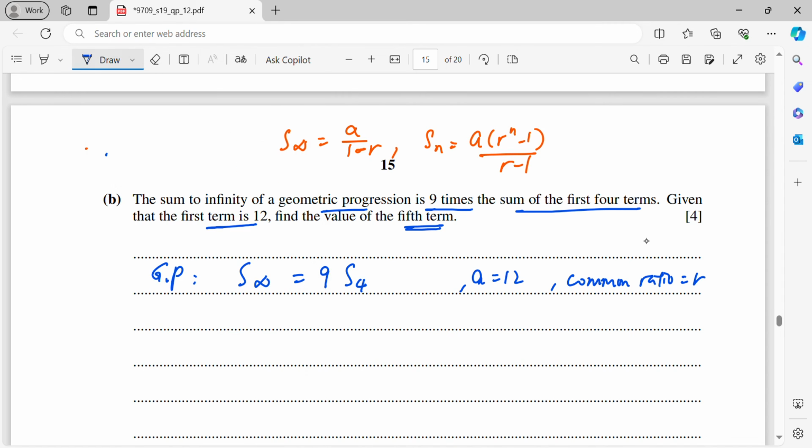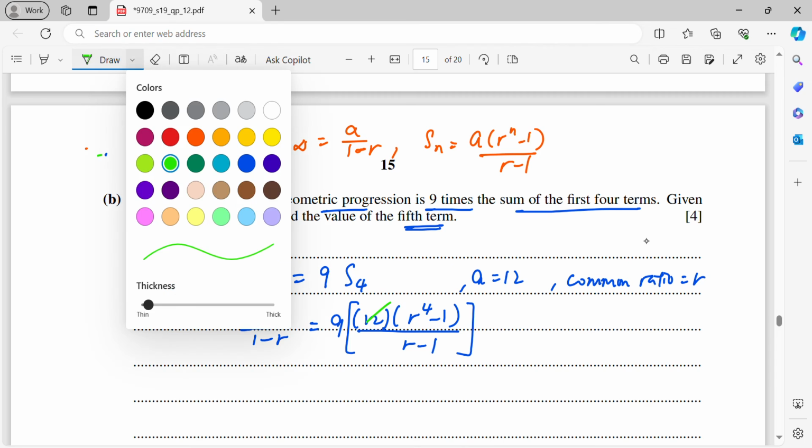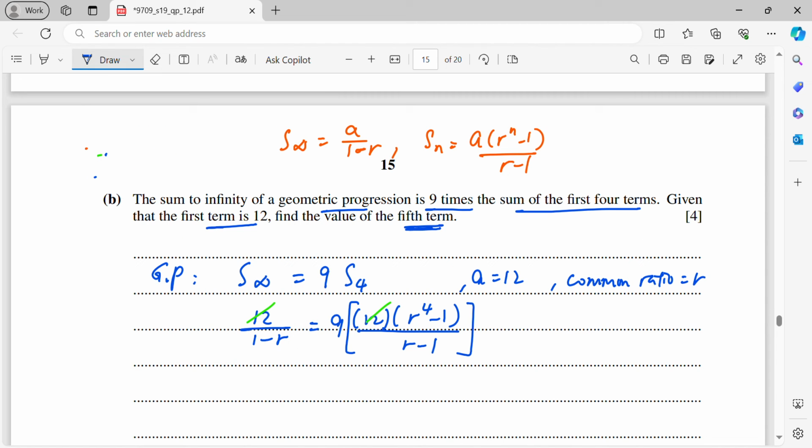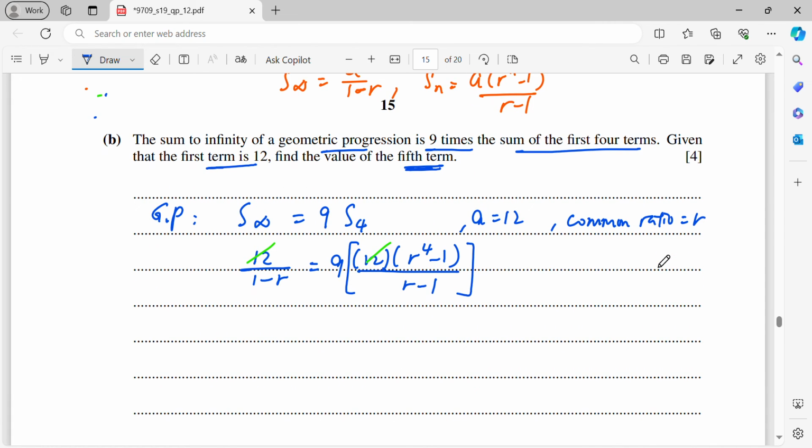Then from here, I will just directly substitute into the formula. My a is 12 over 1 minus r equals 9 times, a is 12, then n is 4, so replace the n by 4: (r^4 minus 1) over r minus 1. Okay, then from here, I notice that I have 12 on both sides, so I can cancel off 12. Before you get the fifth term, you need to get the r first. And I also notice that 1 minus r can be cancelled off. So the left hand side is left with 1. Alright, so here I will write 1 equals 9(r^4 minus 1).